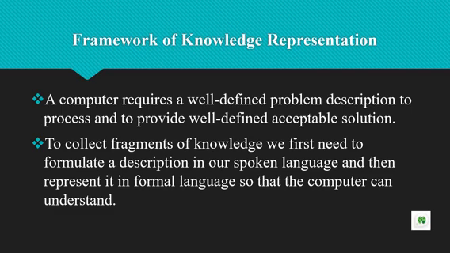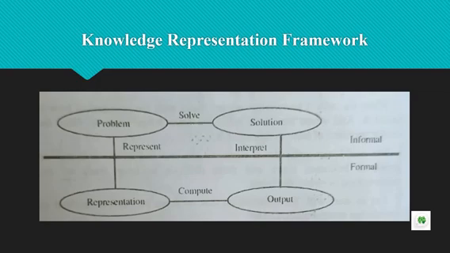We first need to formulate a description in our spoken language and then represent it in formal language so that the computer can understand. That means if the problem has been defined properly, that is, we need to describe the problem, this will give the acceptable solution. First we need to give the problem in our spoken language, and it will transform to the formal language in the computer for understanding. This is the framework of knowledge representation.